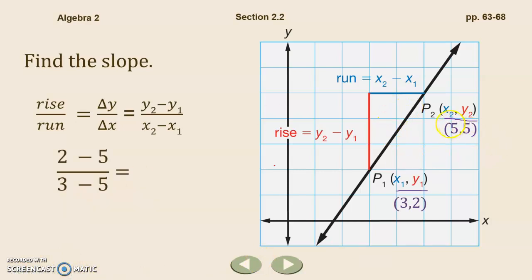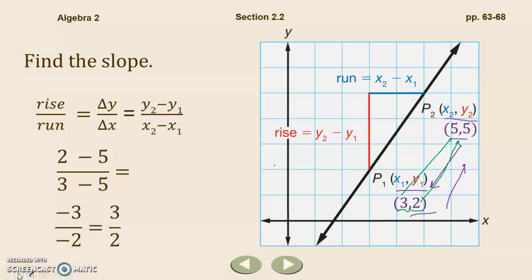And our values, our coordinates are here, 5 and 5 and 3 and 2. It doesn't matter if we start here and subtract this way or start here and go this way, as long as we do it consistently for both. So if we're going to start with 2 first and subtract 5 on the top, then on the bottom when we get to x values we need to start with 3 and subtract 5. We can go the other way and we would get the same answer, but we do need to be consistent in the direction that we're going.